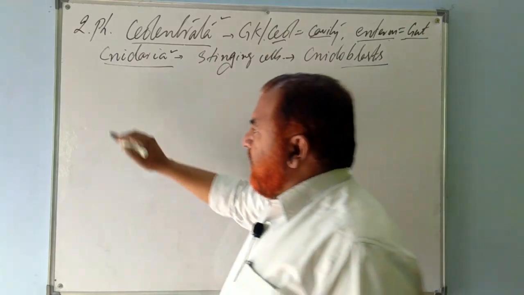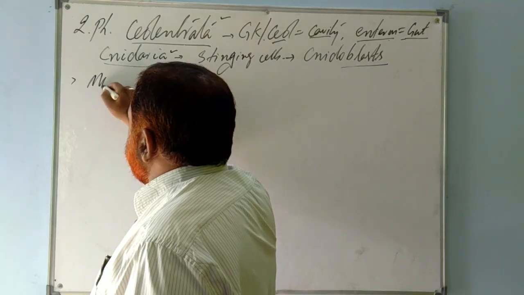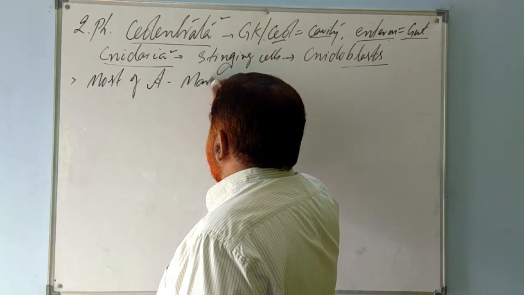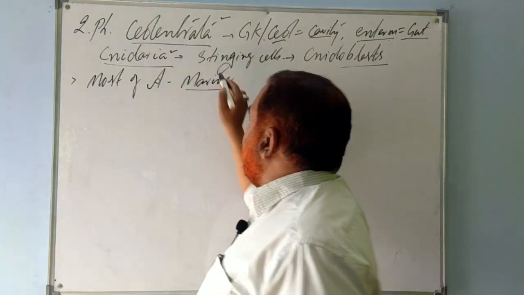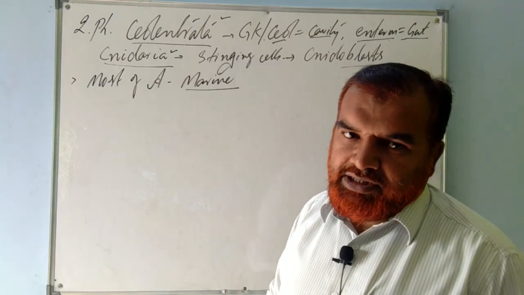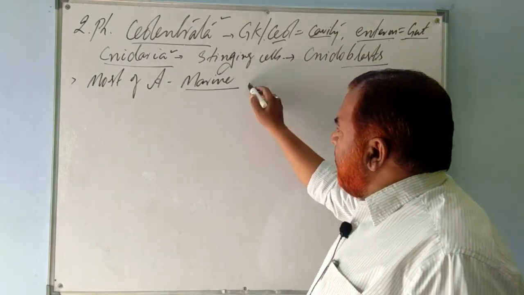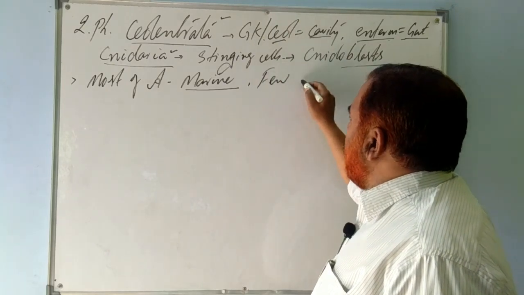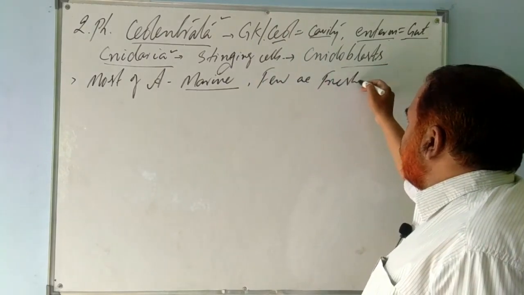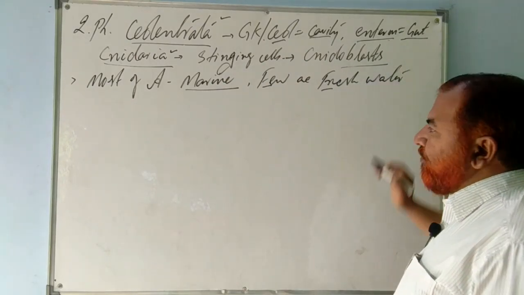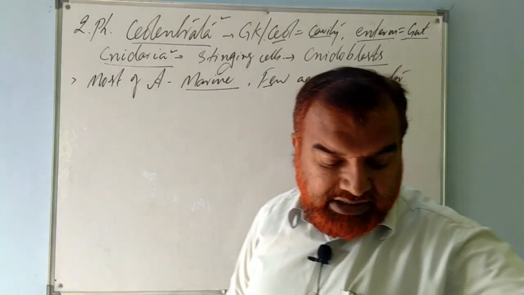So now the characteristics. Most of the animals are marine. What do you mean by marine? They live in salt water. They are found in oceans and seas. Very few are freshwater. Remember this word, few are freshwater, also found in ponds and lakes.